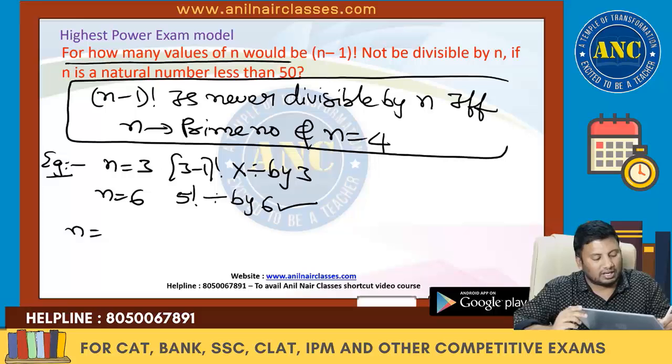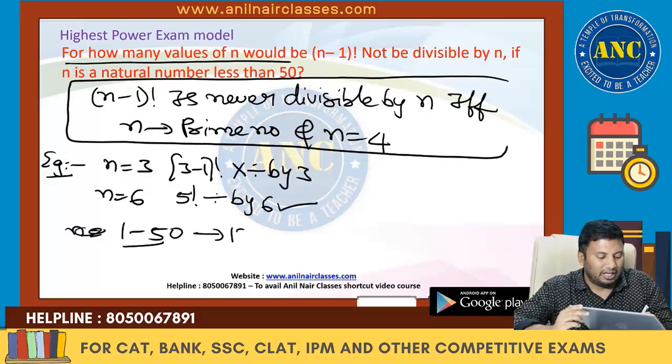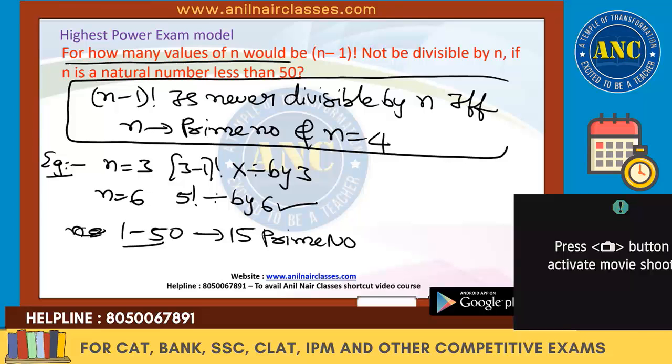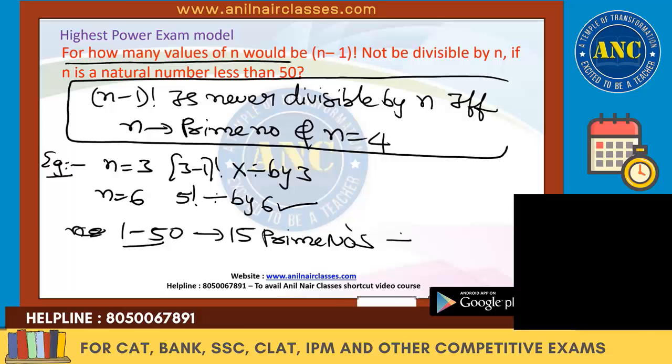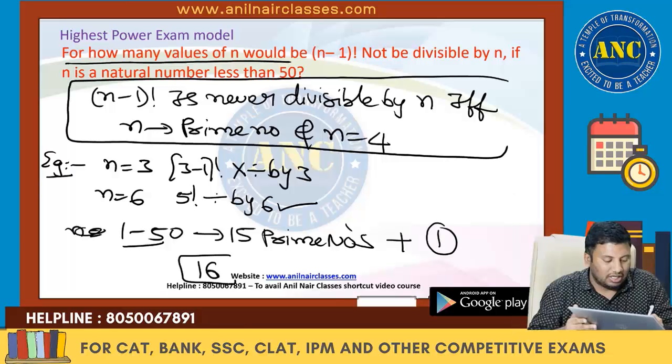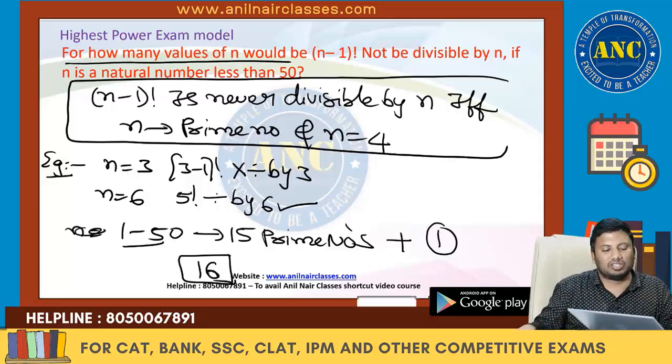Prime numbers from 1 to 50: there are 15 prime numbers. So n is a prime number, right? 15 prime numbers. What are the prime numbers? 2, 3, plus 4 is one number. 15 plus 1 is 16.